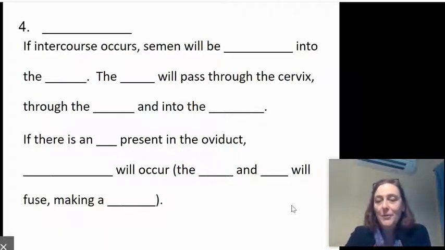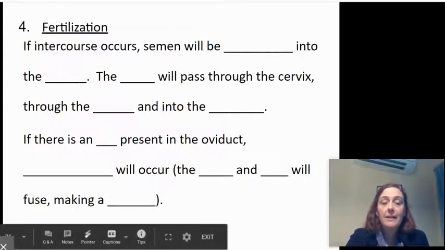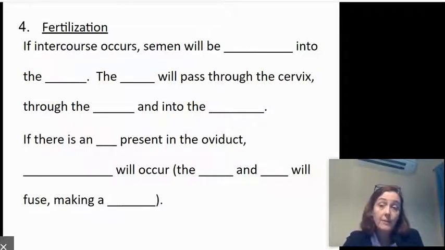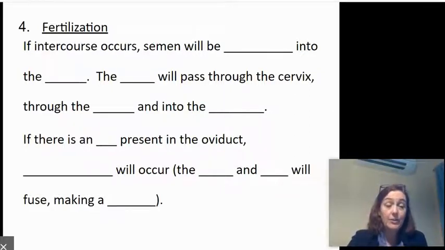Hello, everybody. So now we're going to turn our attention to the second half of female reproduction notes. Up to this point, we've talked about the fact that the ovary makes eggs by meiosis, makes estrogen and progesterone, which control secondary sex characteristics in the menstrual cycle and reproduction generally. Now we're going to talk about if the egg is released from the ovary and there's intercourse while the egg is still in the oviduct and still alive, then you're going to have fertilization.